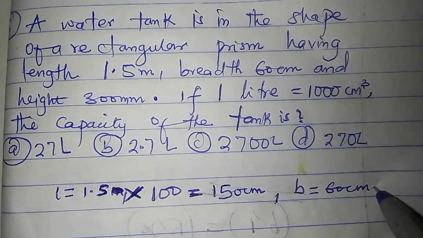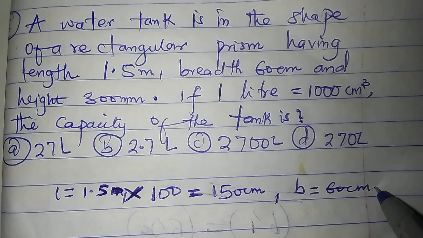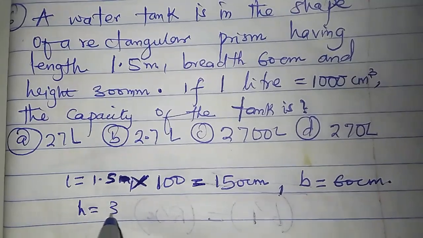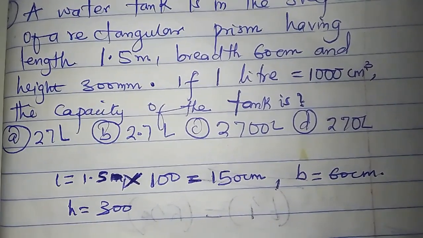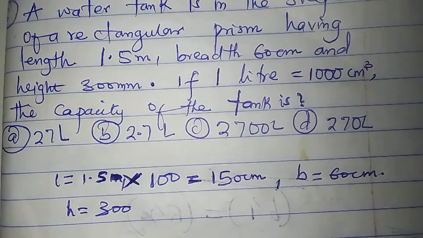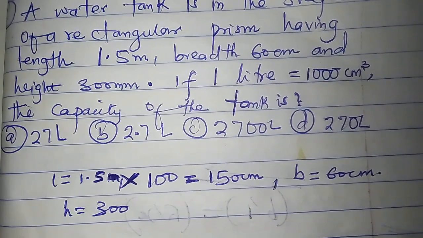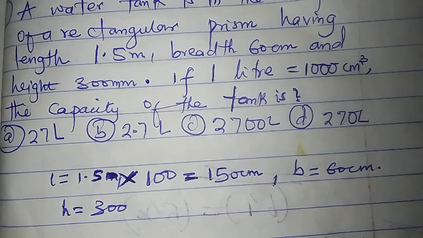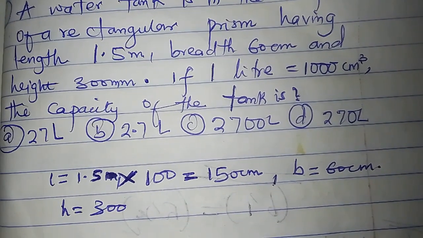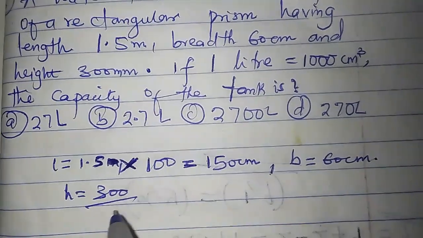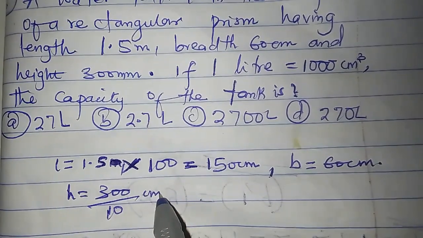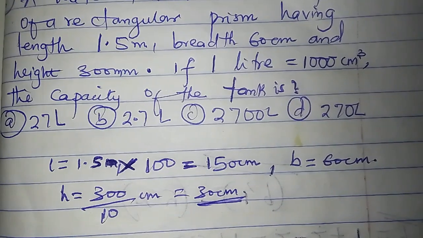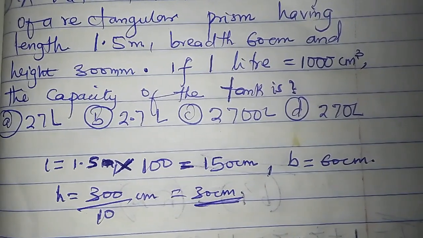Good. Now, what is the height? The height is 300 millimeters. But I want to convert this to centimeters. Now, it is 10 millimeters to 1 centimeter. So to convert this 300 millimeters to centimeters, I will have to divide by 10. Dividing by 10, we produce 30 centimeters. So I have converted all the parameters to the same unit.